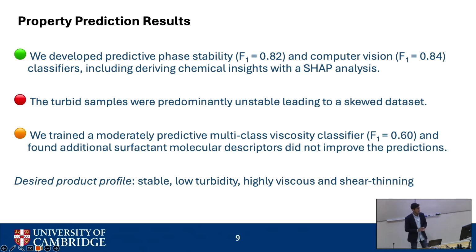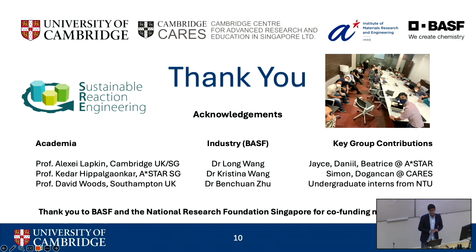In terms of this, I was able to train a moderately predictive viscosity classifier, and I tried to improve my model by adding hand-curated molecular descriptors for the surfactants based on our physical chemistry understanding and knowledge of these systems. Unfortunately, that degraded the model performance, so I've not yet found the most appropriate set of molecular descriptors, and this is another question for future work. I hypothesize that instead of descriptors on individual ingredients, we probably need system-level descriptors on the formulation as a whole. So with that, I would like to conclude my talk.